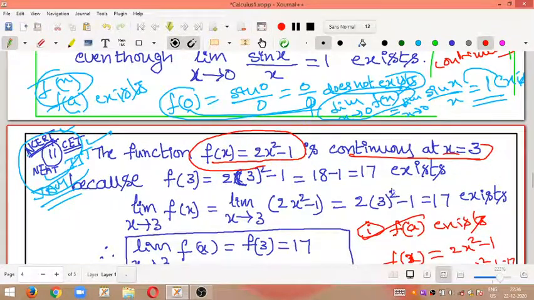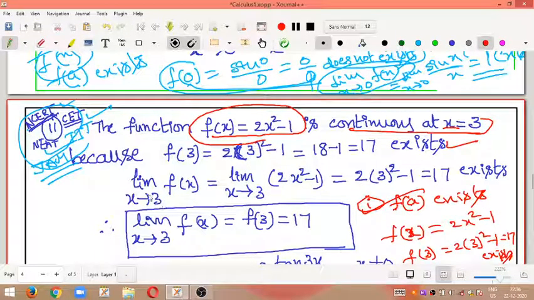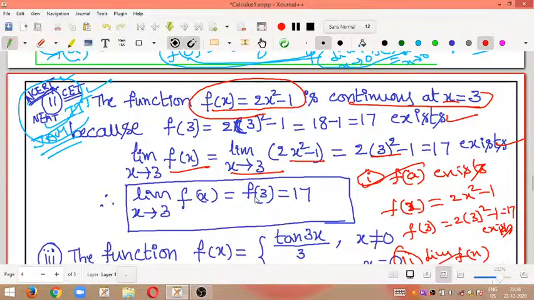So like this way, we want to check. See here, f of 3 is equal to 17 exists, and the limit as x tends to 3 of f of x, which means 2x squared minus 1, is equal to 17 also. So the first condition and second condition are satisfied.